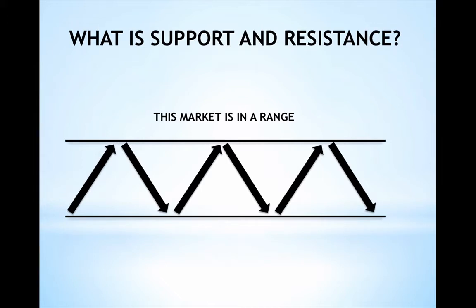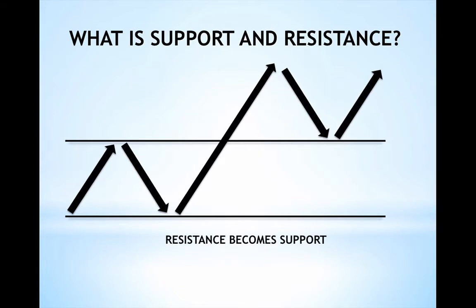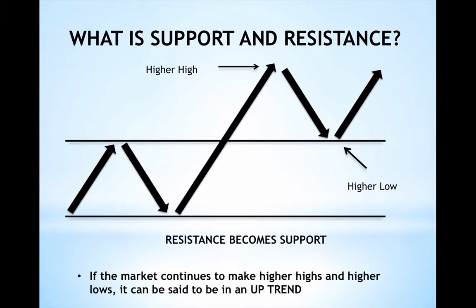Another thing to note is that when the market does break resistance, it often becomes support. This market is now making higher highs and higher lows. A market moving like this, making higher highs and higher lows, is said to be in an uptrend.